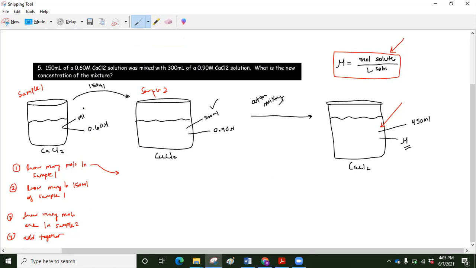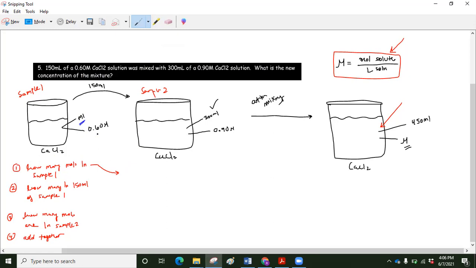So the idea is that if we did this in a manner that resembles stoichiometry, if we had the volume of sample one, then we could start with the volume and use the molarity to get to the amount of moles that are in sample one. But we don't have the volume. So this poses another intermediate question, which is how to get the volume of sample one. That would eventually lead us to the amount of moles in sample one.